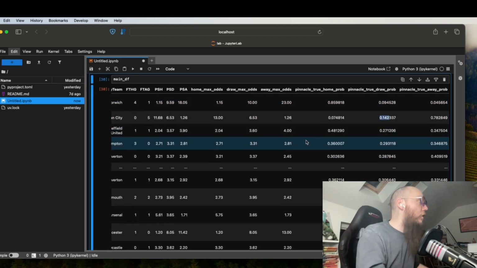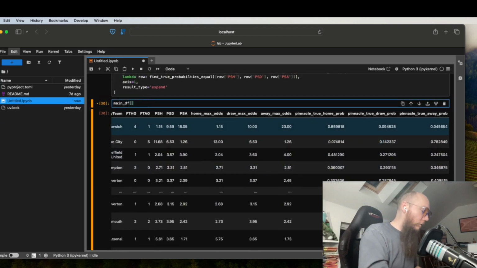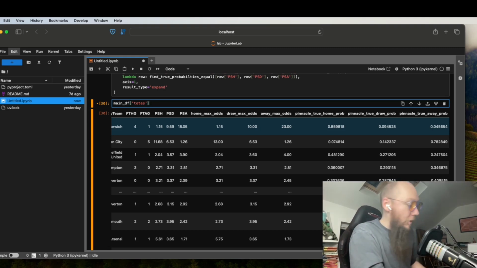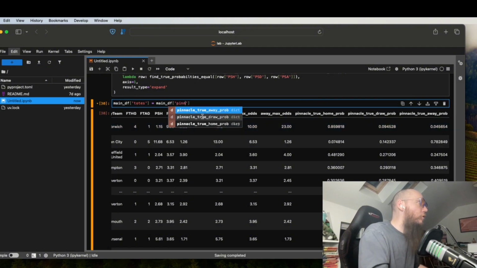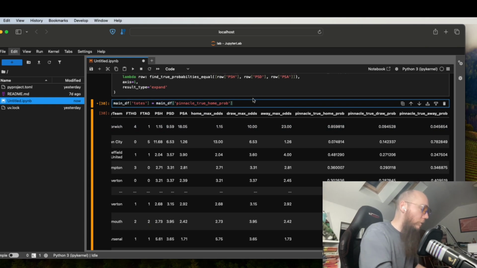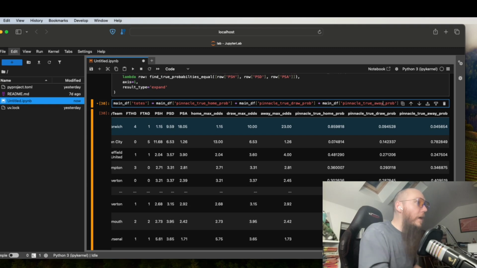And we can stick in a check column as well. Let's just verify to ourselves what is the total of that probability. So the main DF totes is main DF Pinnacle true home prob plus, if we sum up all 3 of those columns, we should find that the total probability that we have should sum to 1. And it's always good to check your work in this way. Pinnacle true away prob.